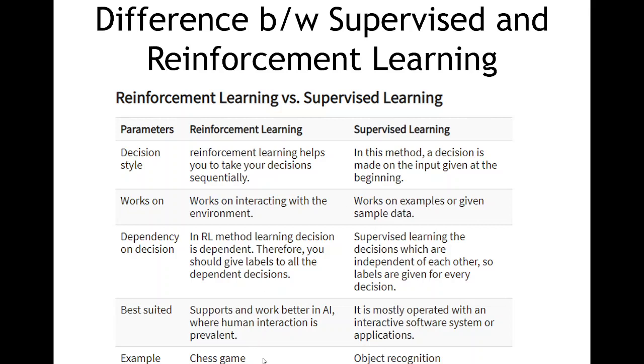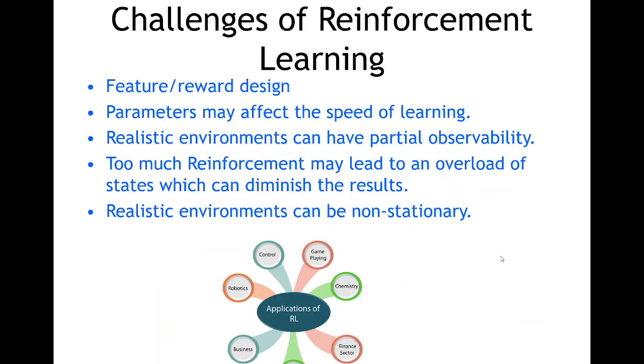The best example I can give you about reinforcement learning is playing a chess game. While a computer is playing a game, for every move it uses, it checks whether this move is going to give it a positive reward, which is whether it is able to win the game or not. Based on this, it decides its next move. And the best example that I can give you for supervised learning is object recognition, which is a computer vision problem. So what are the challenges of reinforcement learning?